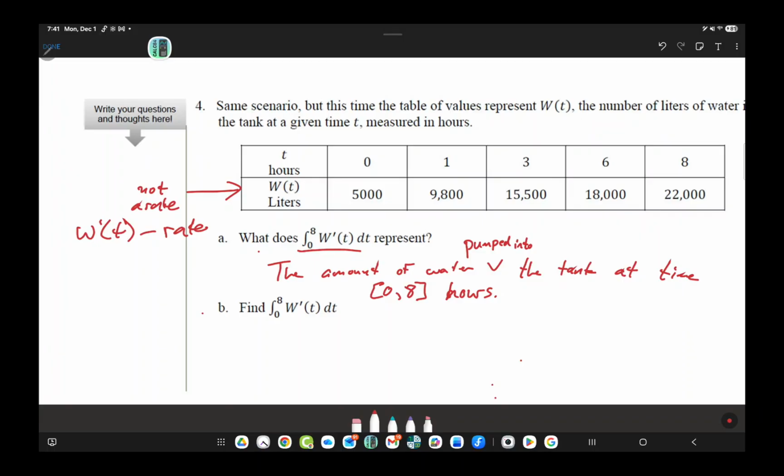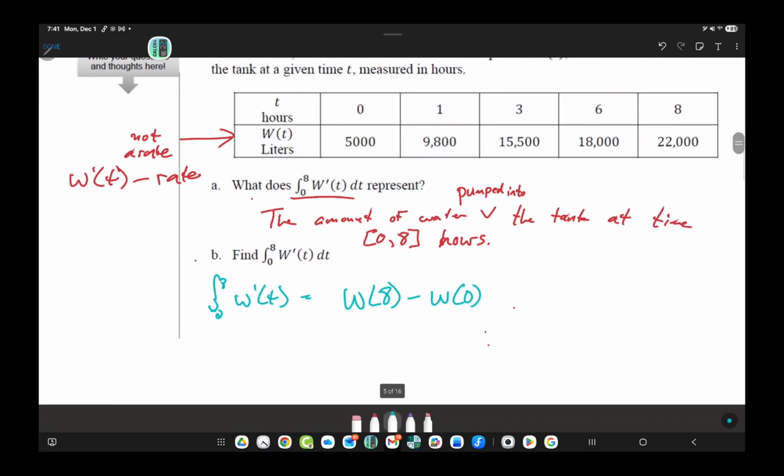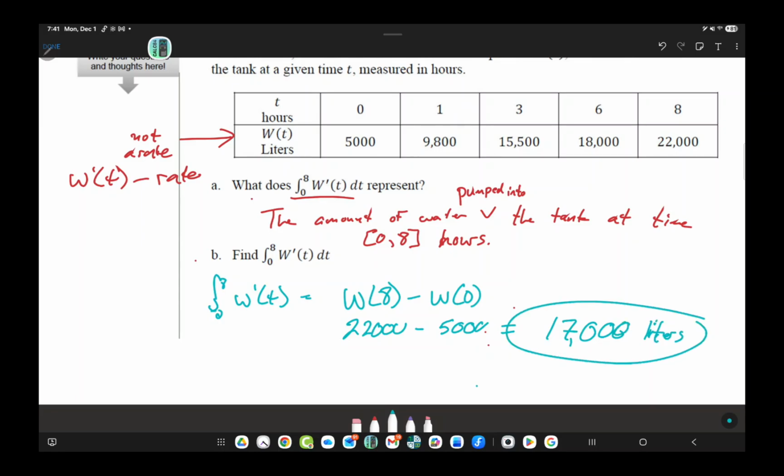Now, in this case, if we were trying to find the integral from 0 to 8 of W prime of t, since we know that the integral of a rate function is just the antiderivative, the integral from 0 to 8 of W prime of t is just W of 8 minus W of 0, which we have those values. 22,000 minus 5,000, that is 17,000 liters. So easy enough, even if you can't read my handwriting.